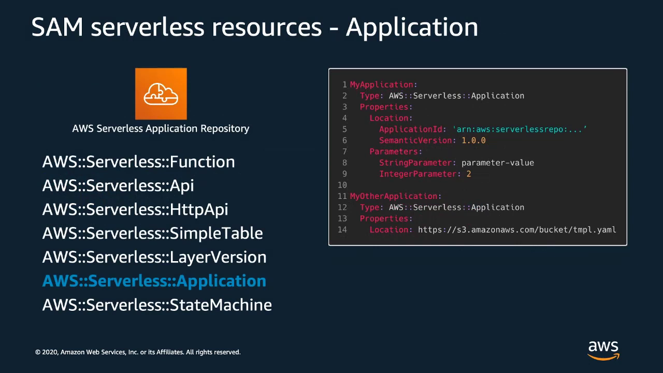All right, the next we have is an application, which allows you to use an external application, already kind of a pre-built service application, and pull that in. It can be in the service application repository, it can be an S3 bucket, something like that. So you can add those in.